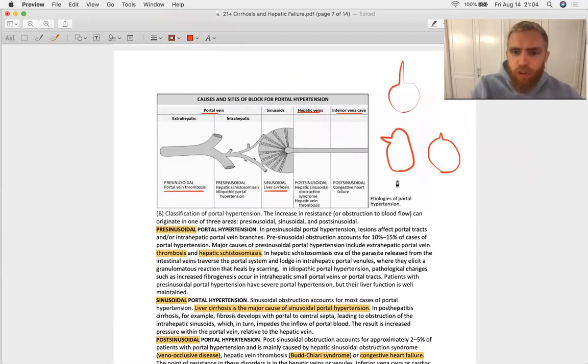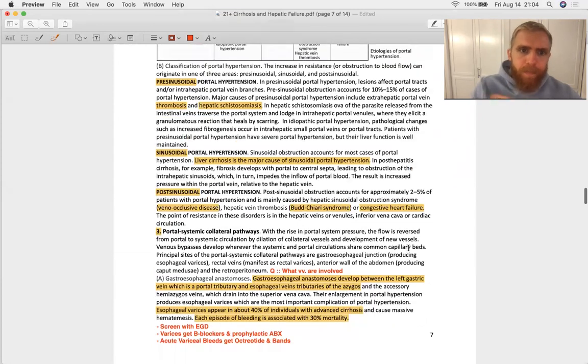So that's your schistosoma mansoni and japonicum there. Then give you portal hypertension. Now, sinusoidal portal hypertension, that's cirrhosis. We've talked a lot about that already. Post-sinusoidal portal hypertension. Budd-Chiari is the one you want to watch out for.